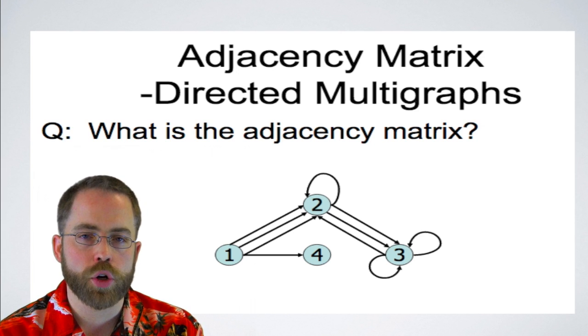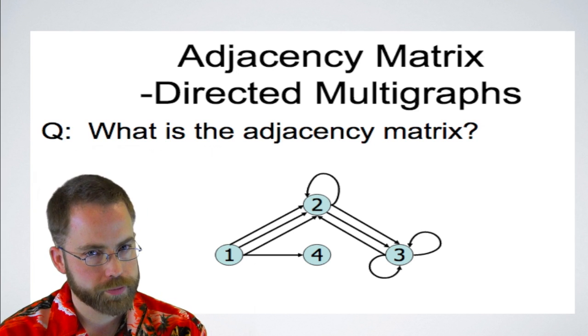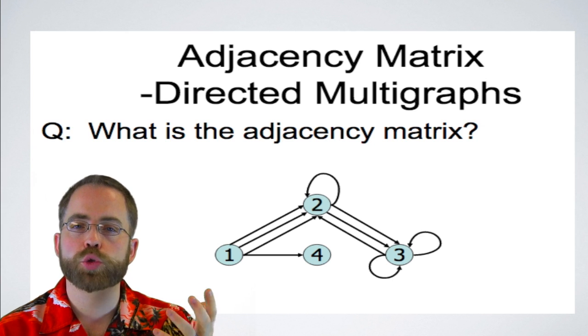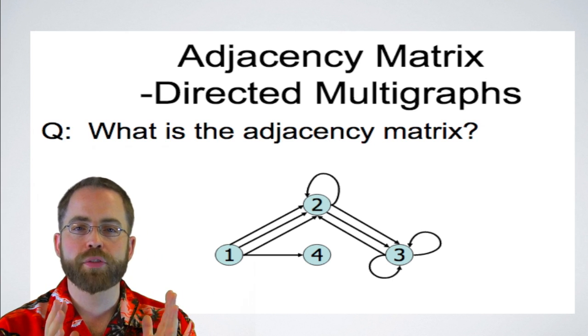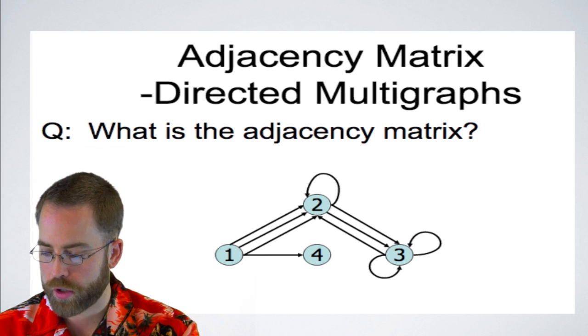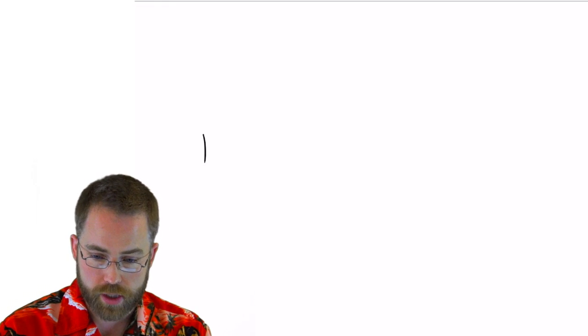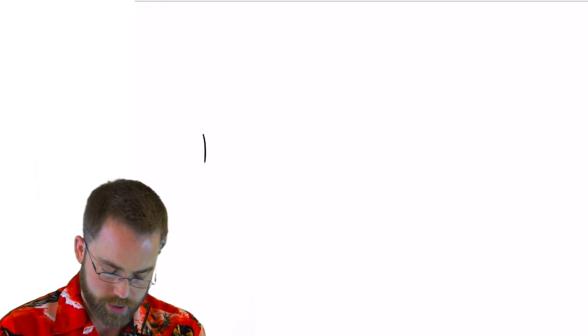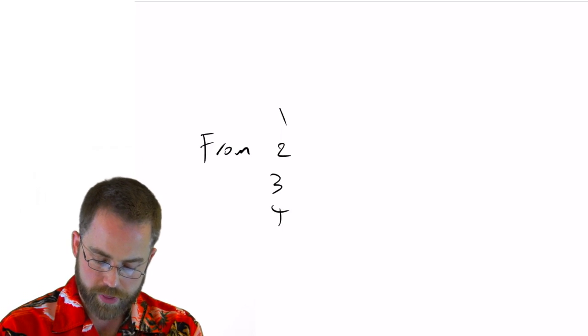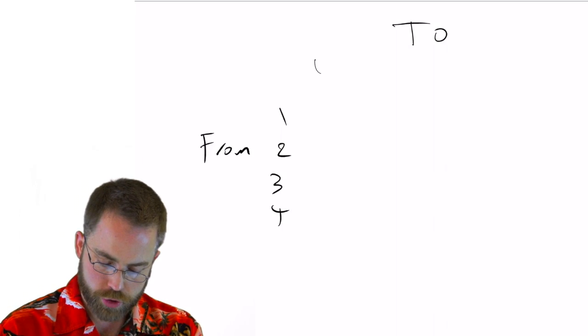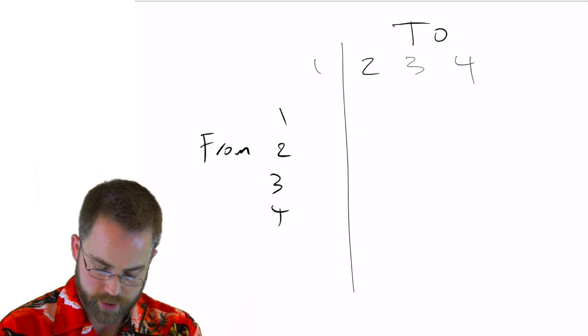So look at this one right here. How many different nodes are there? 4. How many ways can each one be connected? 4. So we're going to have a 4x4 matrix. So I want you on your note paper to take this out and to write on the left side here that we've got the from 1, 2, 3, 4. And then we've got the to 1, 2, 3, 4. And this makes a grid.